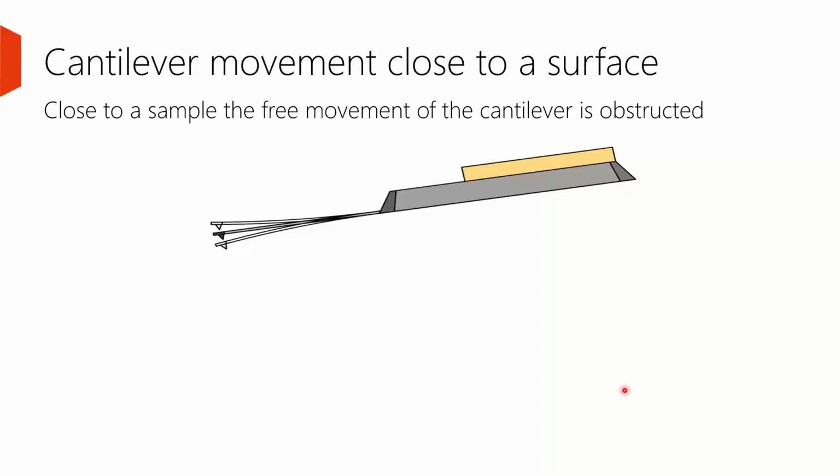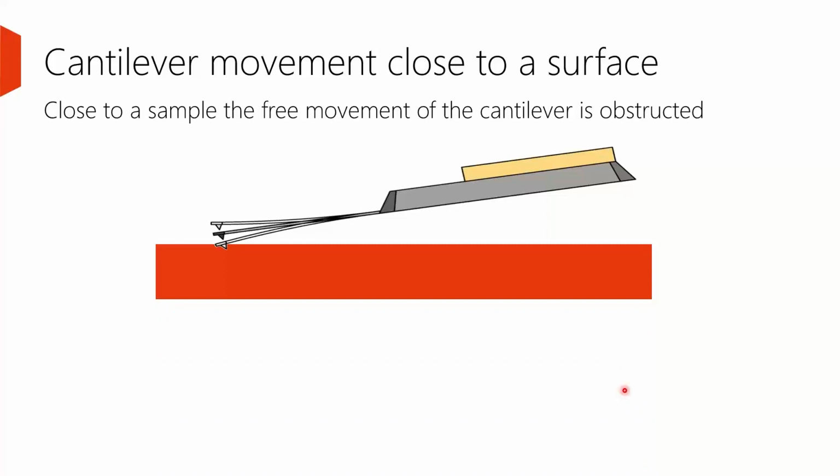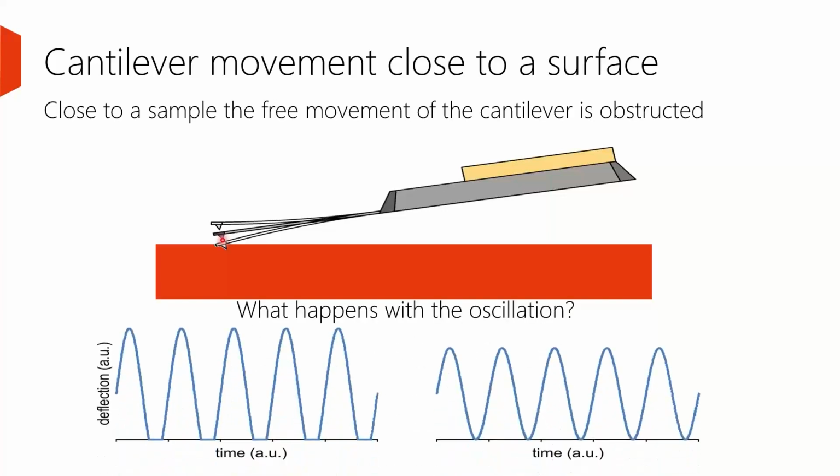Now what happens if I bring this cantilever close to a surface? Then we see that the free movement of the cantilever is obstructed. Obviously, the cantilever cannot just go into the sample. Now the question is, what happens with this movement? And there is two possibilities. Either it can be truncated, that the cantilever at the top part above, it does the same, but at the lower part, it just flattens off. Or you can actually get a reduction in amplitude.